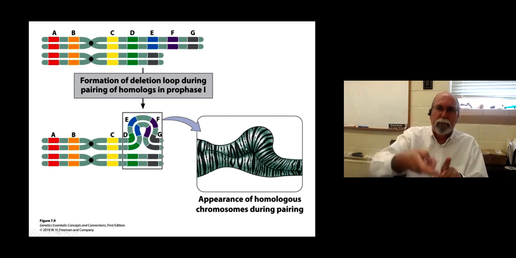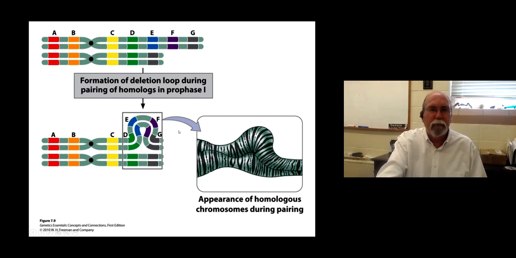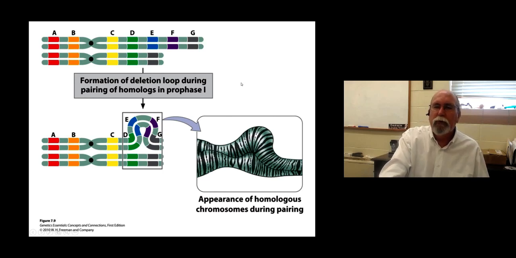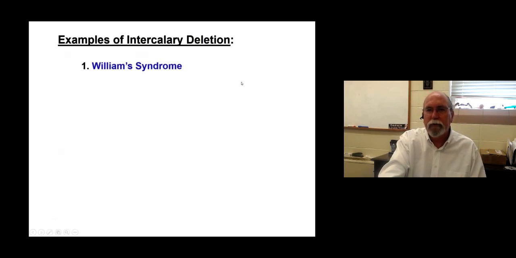You actually see this bump out on these metaphase chromosomes or late prophase chromosomes. Okay. Now this also can be caused by an insertion, which we'll talk about later, but deletion loops frequently look like this. This is the way they synapse up. Okay. Well, just like we did before with the terminal deletions, I thought I'd give you a couple of examples of intercalary deletions.